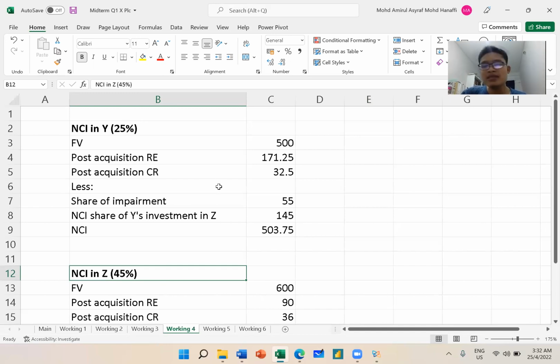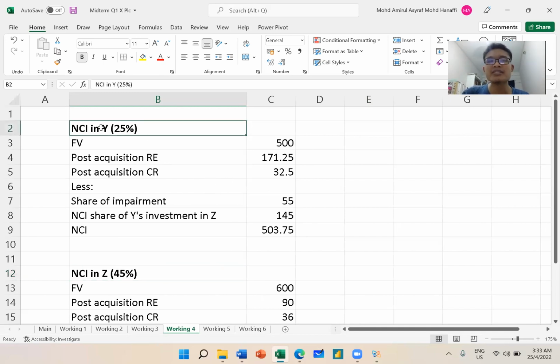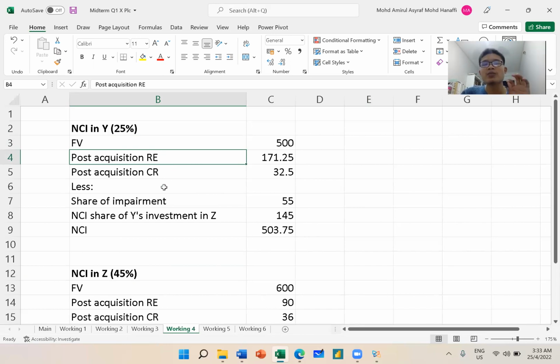This is something that you have done before. For NCI, you will calculate fair value plus the post-acquisition retained earning. So for the total retained earning, part of it will go to the parent, part of it will go to NCI. You know that already. However, when you have capital reserve, there is an additional working, which is the same thing.